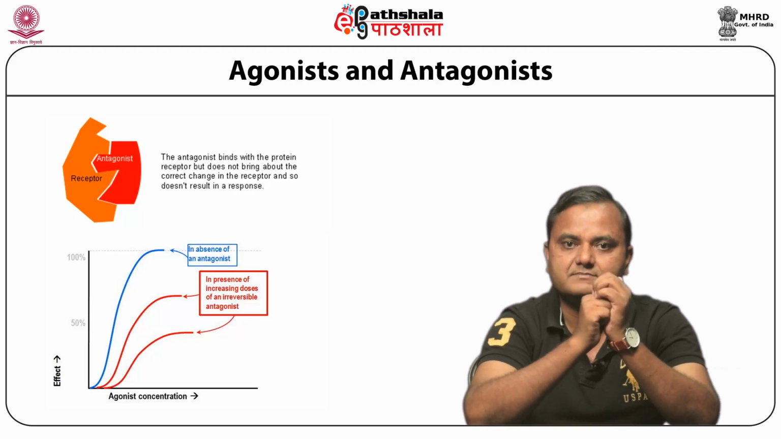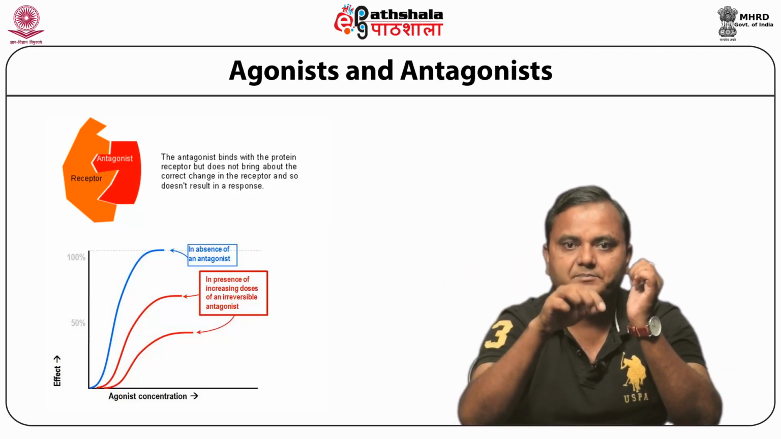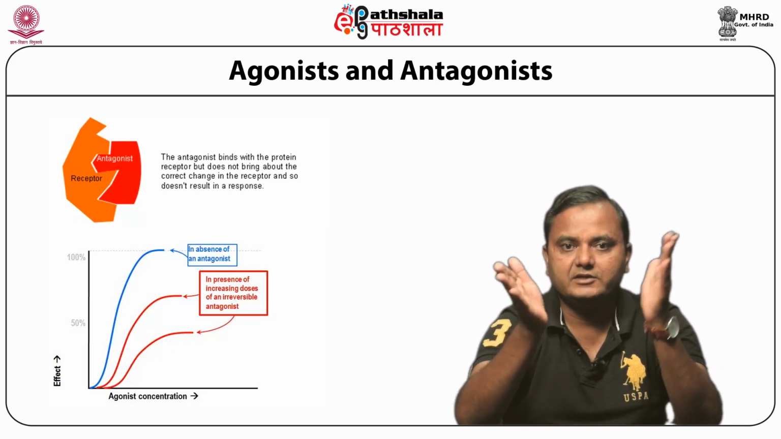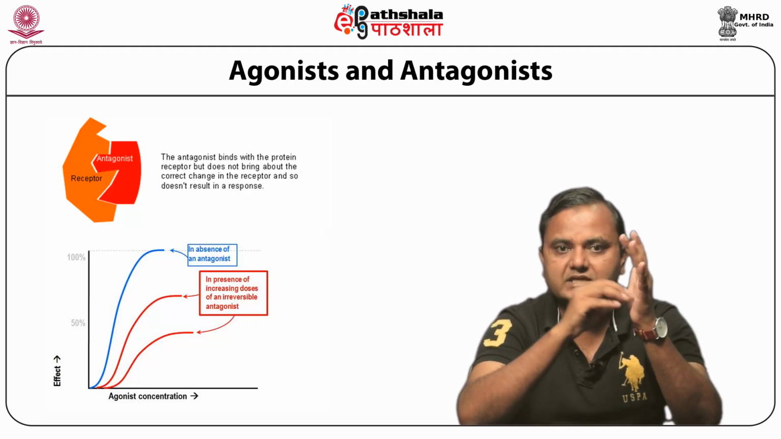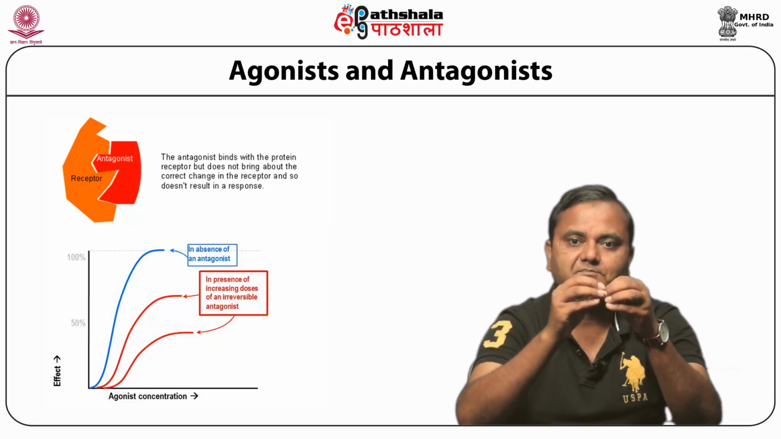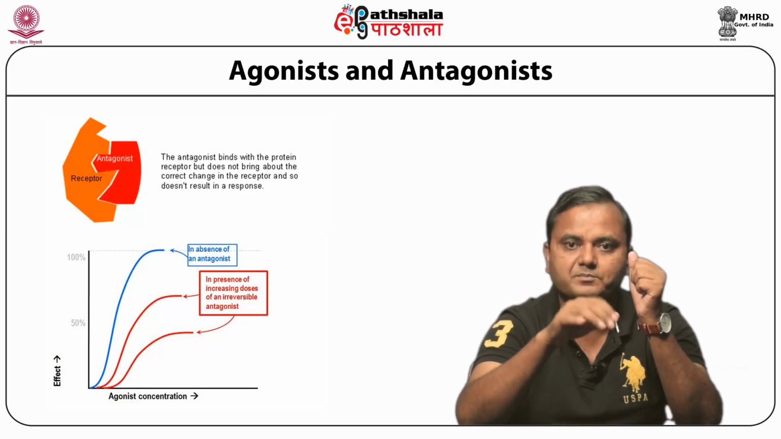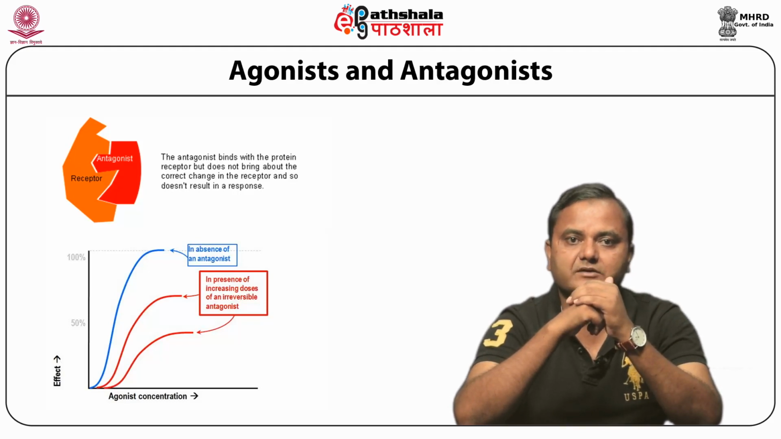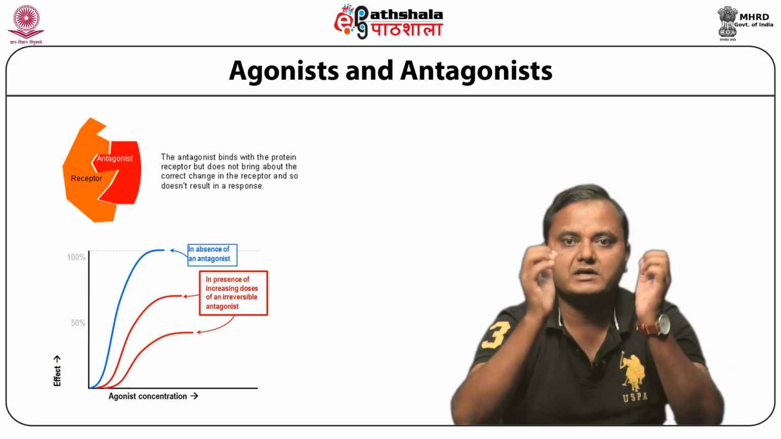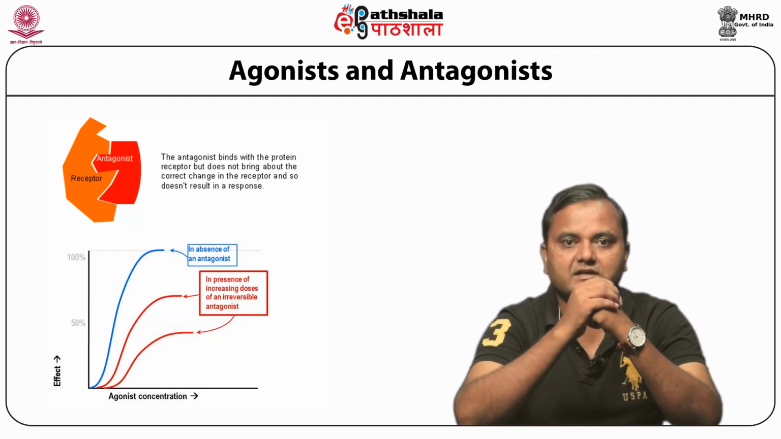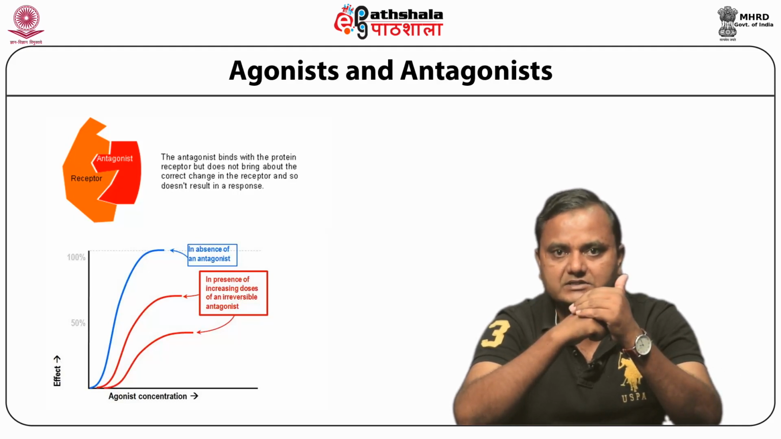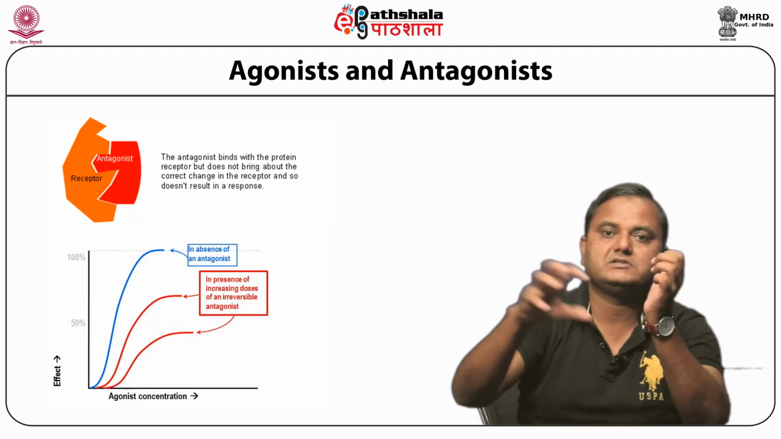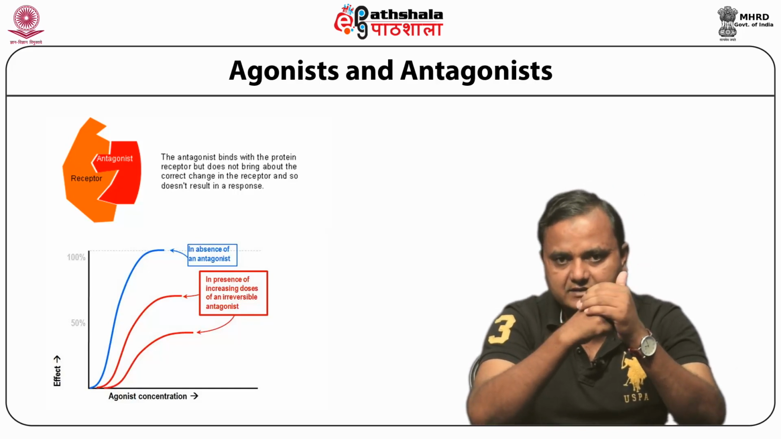In competitive antagonism, binding of the antagonist to the receptor prevents binding of the agonist to the receptor. On the other hand, in non-competitive antagonism, agonist and antagonist can be bound simultaneously, but antagonist binding reduces or prevents the action of the agonist. In reversible competitive antagonism, agonist and antagonist form short-lasting bonds with the receptor and a steady state among agonist, antagonist and receptor is reached. Such antagonism can be overcome by increasing the concentration of the agonist. You can see here in the graph.